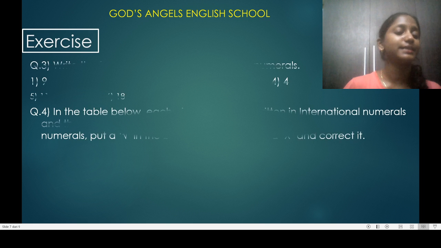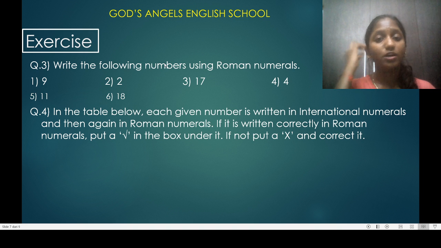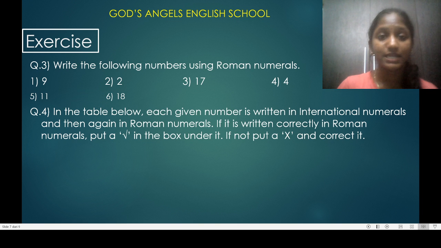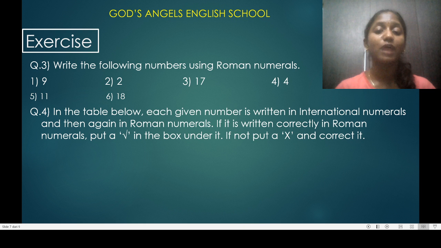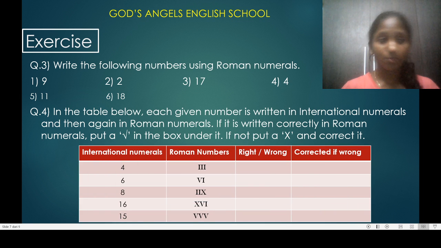Now the next exercise is: write the following numbers using Roman numerals. I have written our numeric form here, and you have to write it in Roman numerals. I have given you the table from 1 to 20, you have to see it and learn how we write numbers in Roman numerals till 20. Now this is the box. In the table below, I have given our international numerals and Roman numerals, and you have to recognize whether each is right or wrong.